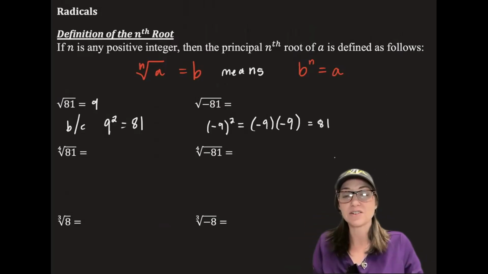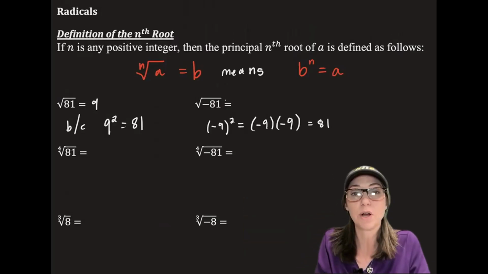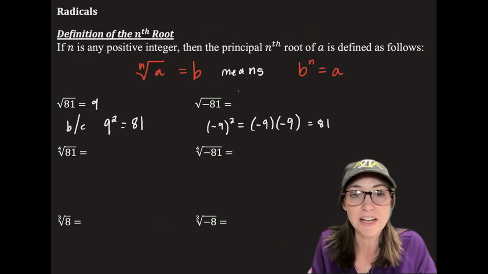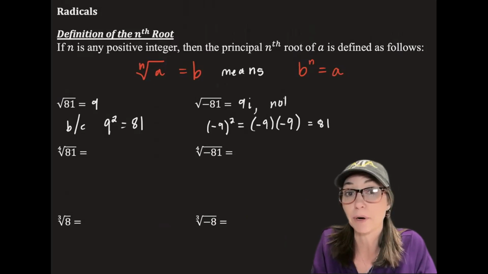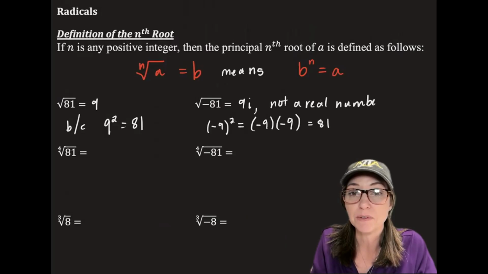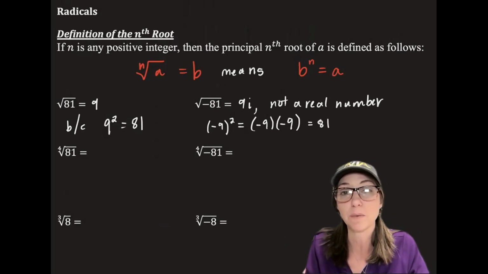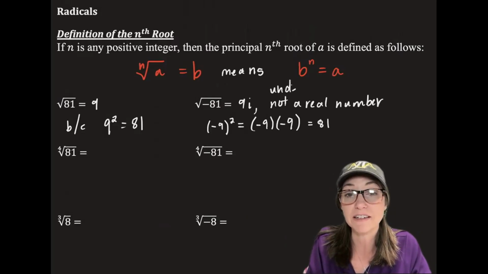In reality, that actually goes into the complex number system, which I'm not going to get into in this video. So it would actually be 9i, but it is, you could say, not a real number. Yeah, so if you're only working in the real number system, you would say square root of negative 81, you might say is undefined is another way to say it.